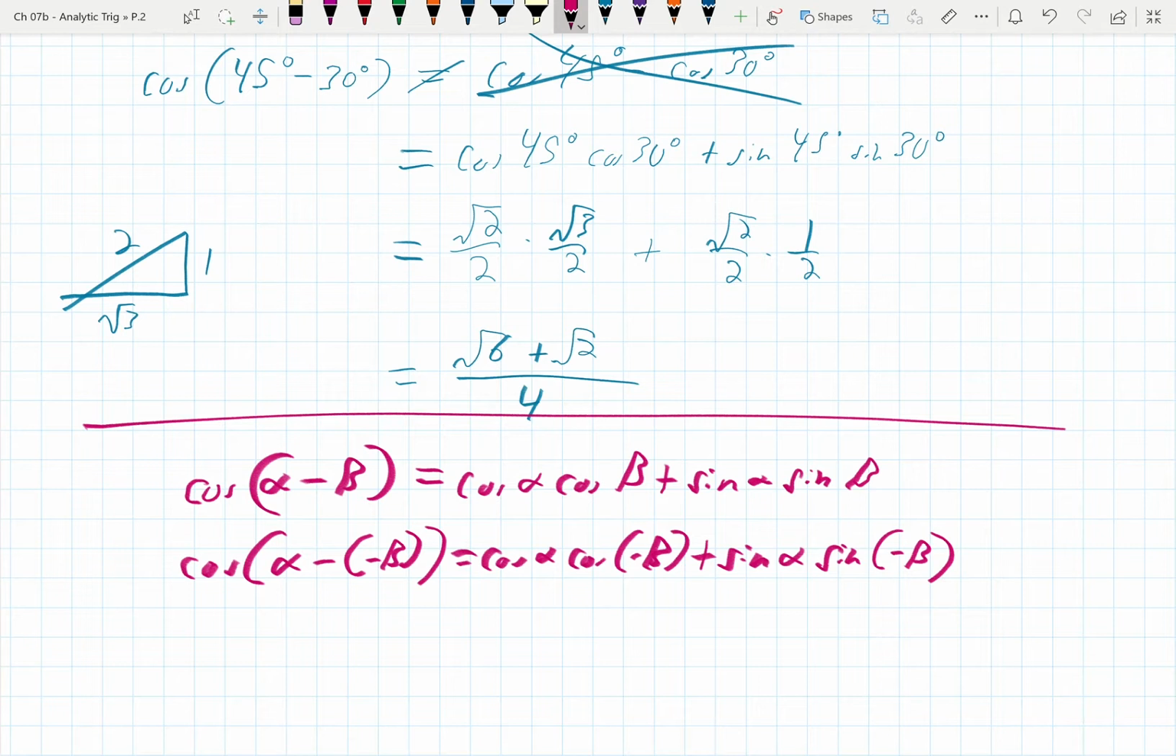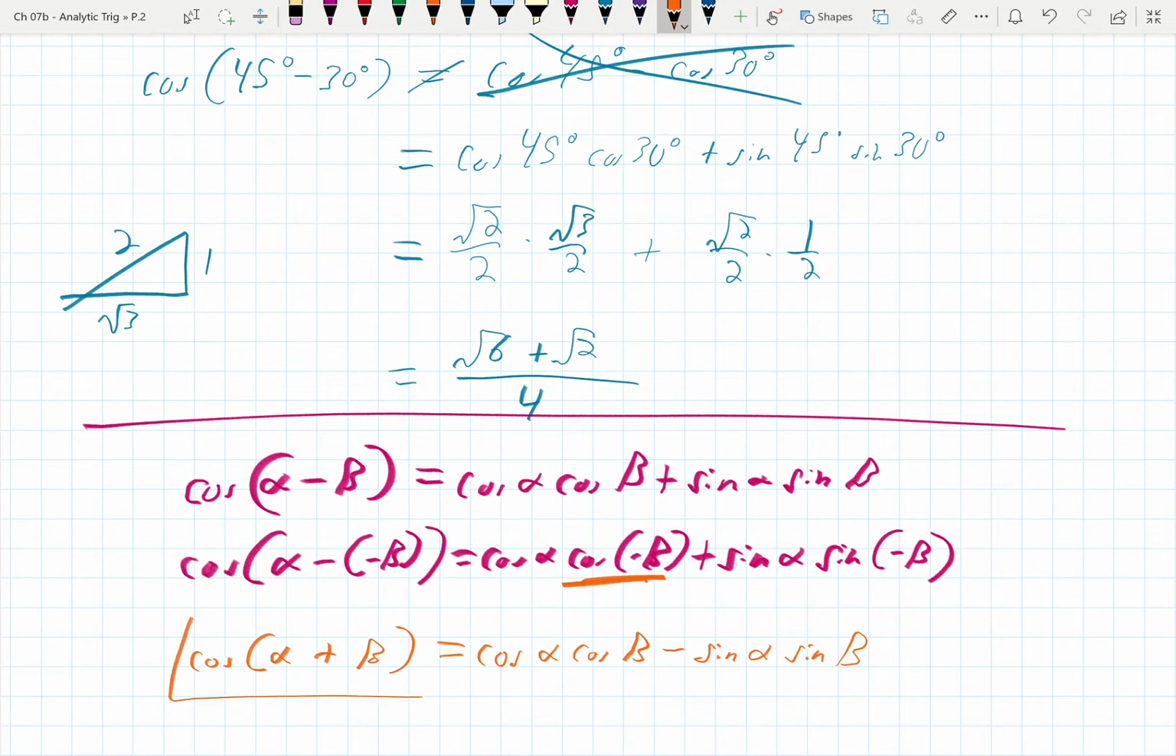You get what I'm doing here? I'm trying to derive the cosine of alpha plus beta by just substituting negative beta in. We're going to use the even-odd identities to get this. What is the cosine of negative beta? Cosine of beta. So this is cosine alpha, cosine beta. What is the sine of negative beta? Negative sine beta. That negative is going to factor out and become minus sine alpha, sine beta. And this is cosine of alpha plus beta. And that's the second one.